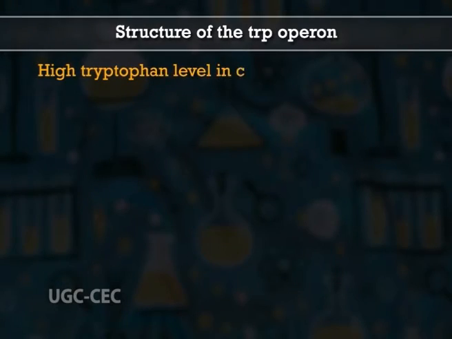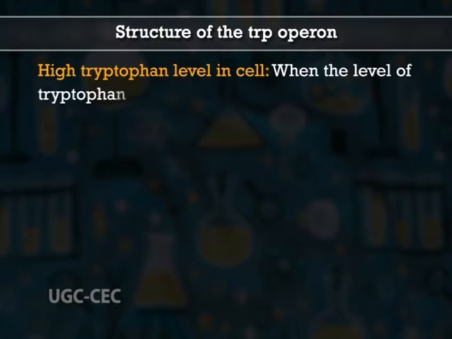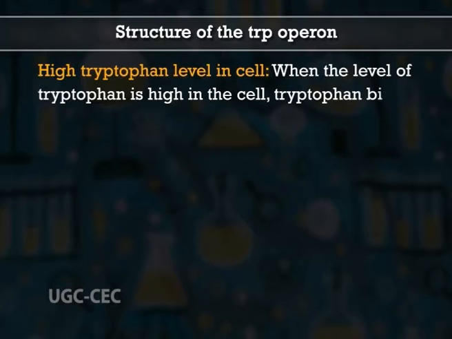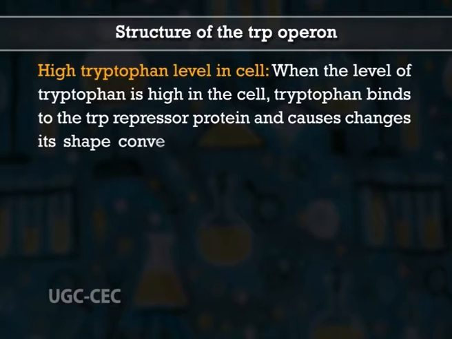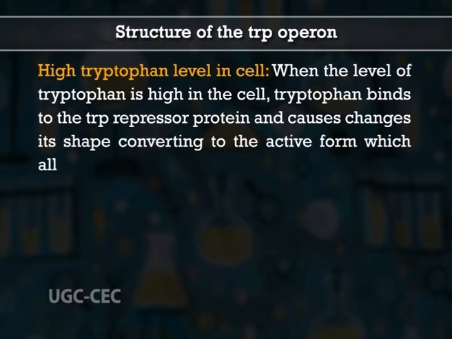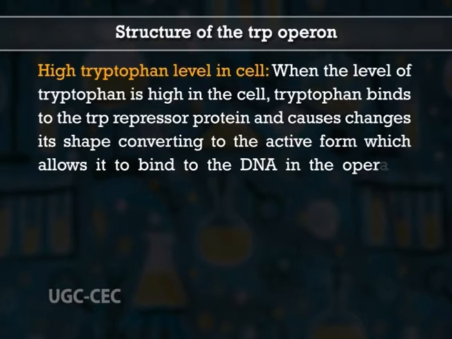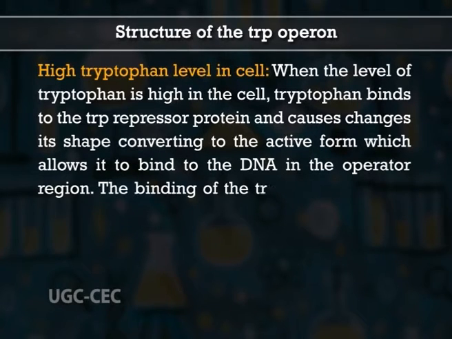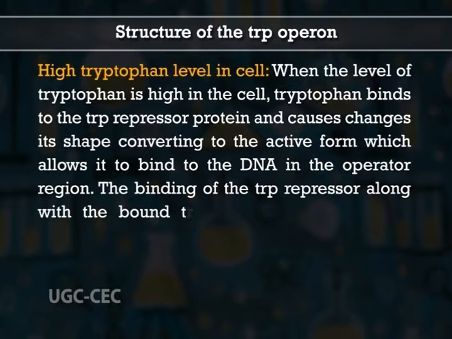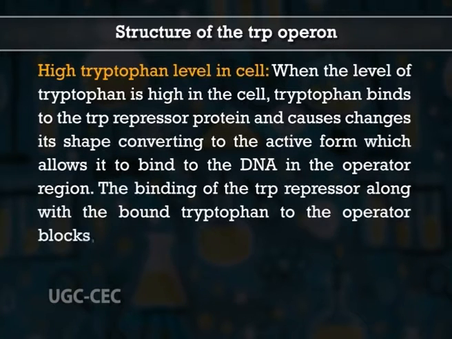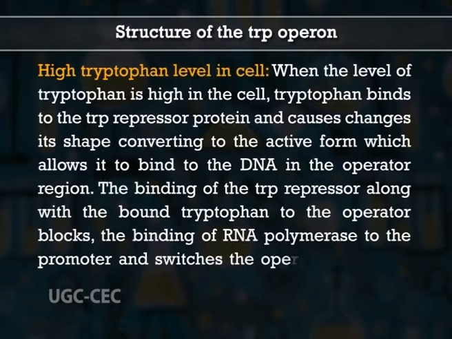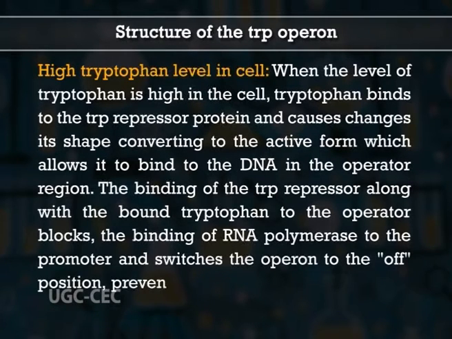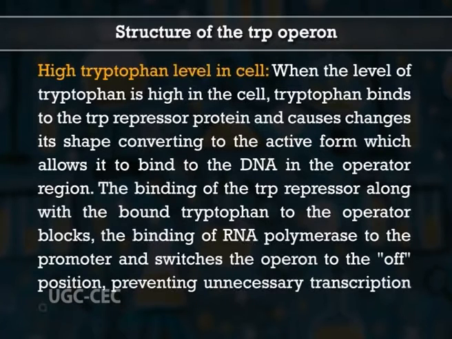High tryptophan level is present in the cell. When the level of tryptophan is high in the cell, tryptophan binds to the trp repressor protein and causes changes in its shape, converting it to the active form, which allows it to bind to the DNA in the operator region. The binding of the trp repressor along with the bound tryptophan to the operator blocks the binding of RNA polymerase to the promoter and switches the operon to the off position, preventing unnecessary transcription of the biosynthetic enzymes.